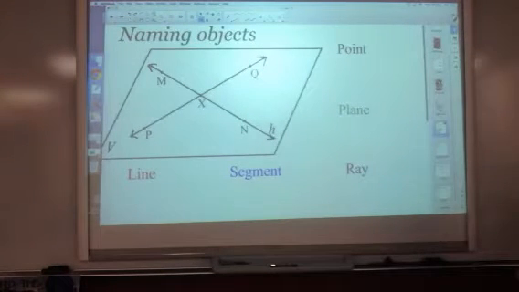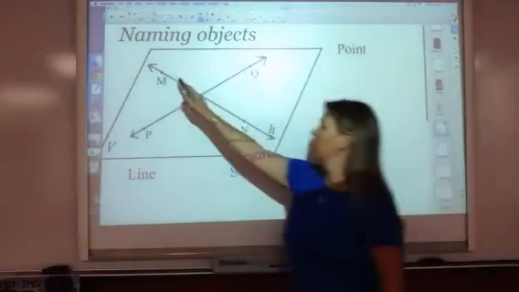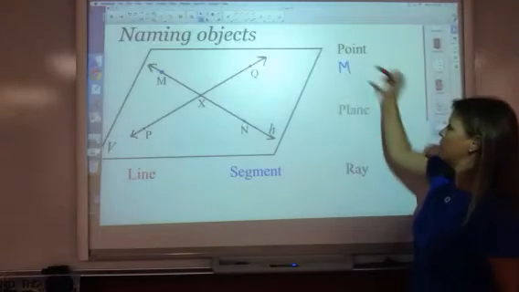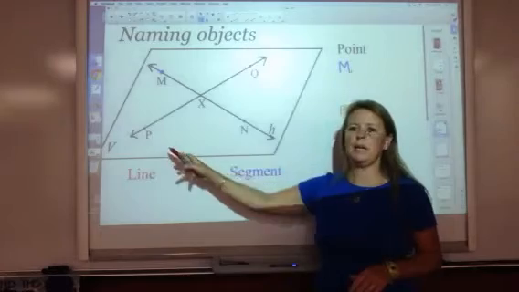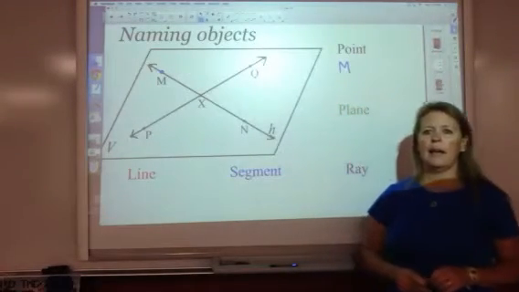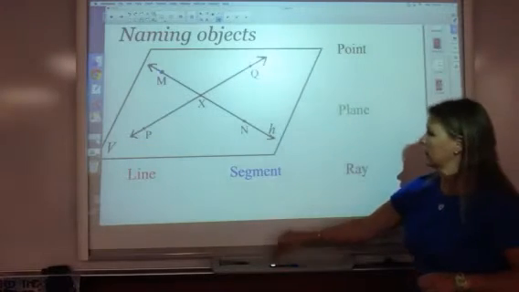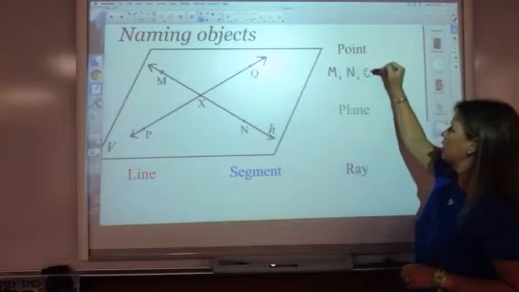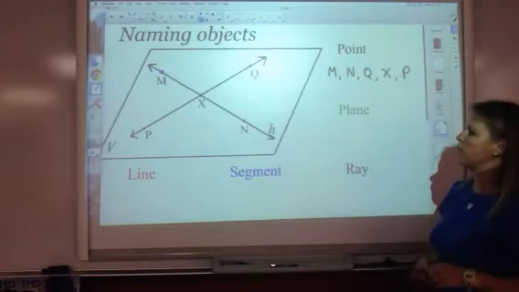If you are going to name an object, if you wanted to name this point right here, you would use a capital M, a capital Q, a capital X, a capital P, a capital N. Any of those are all points. Oops, I should be writing this in black. M, N, Q, X, and P are all points.